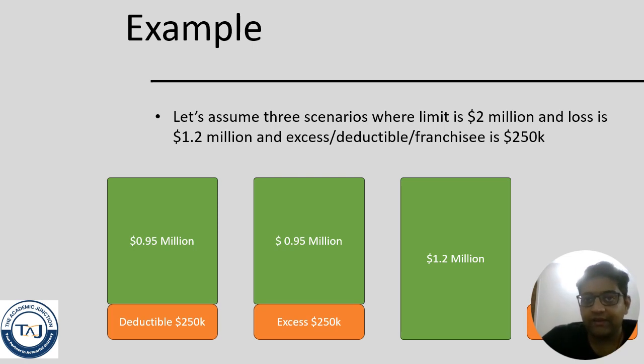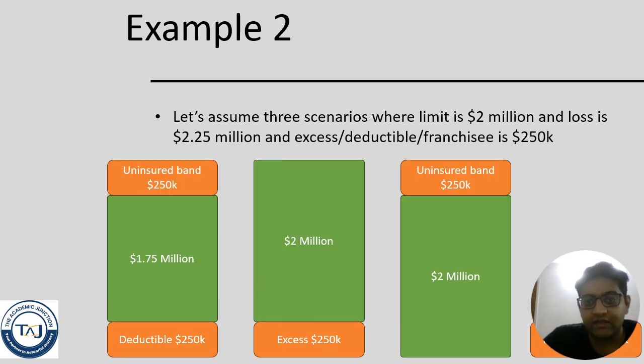Now you might ask me, Sunil, the payouts for excess and deductible are the same. Why are we creating such a hue and cry, and why are we differentiating between excess and deductible? Which is a very fair point. Now let me take you to the next question. In this scenario, the limit purchased by the company is $2 million, and the claim gets revised from 1.2 million to $2.25 million. Now the claim payouts will change.